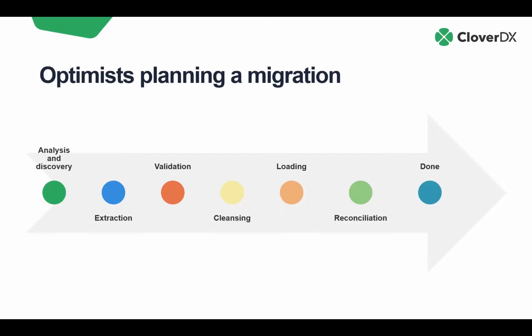When you think about how you want to plan the migration process, and you start with an optimistic view, you arrive at a few, let's say, discrete steps. First, you analyze and discover the data that you have, figure out the scope and everything. Then you extract the data, validate, cleanse, load it into Target. Then you reconcile to make sure that you've loaded everything. And then you are happy and everything is done. The problem is that this is rarely the case. You want the steps to be discrete, but they are not.